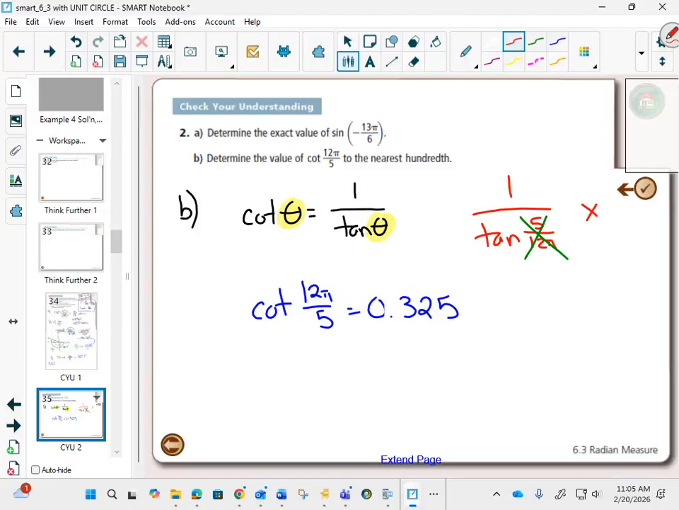So we type this into our calculator, 1 over tan of 12 pi over 5. We get 0.325. It was actually 0.3249, right? So this question asked to the nearest hundredth. To the nearest hundredth is 0.32. You've got to be careful that you don't double round and make it 0.33.